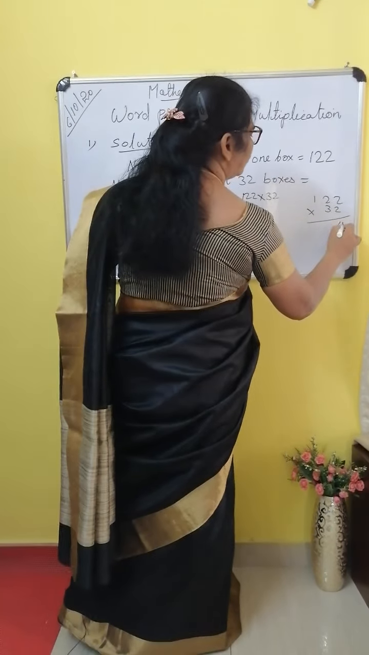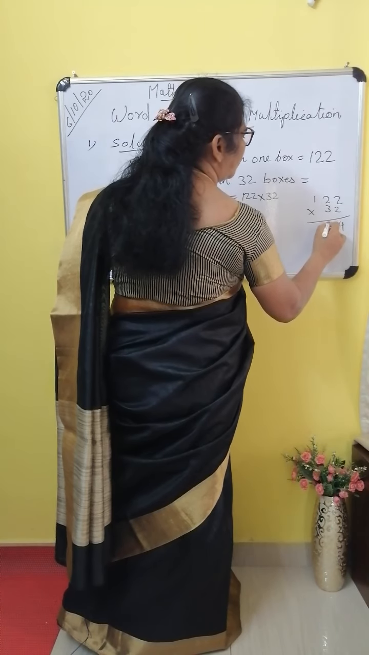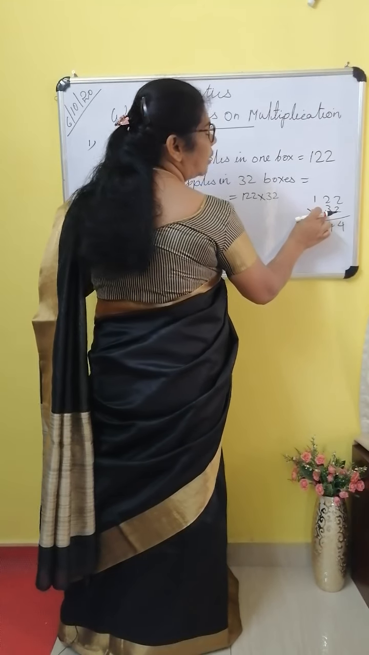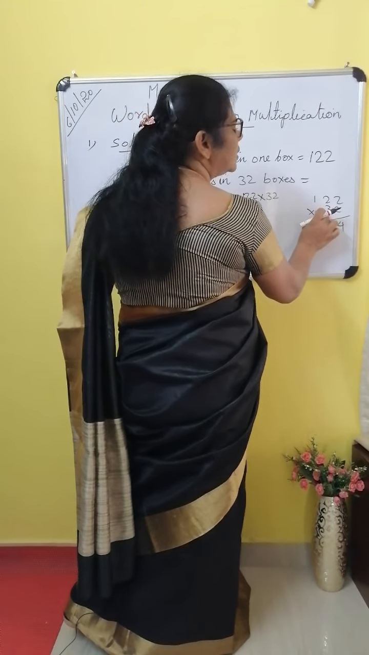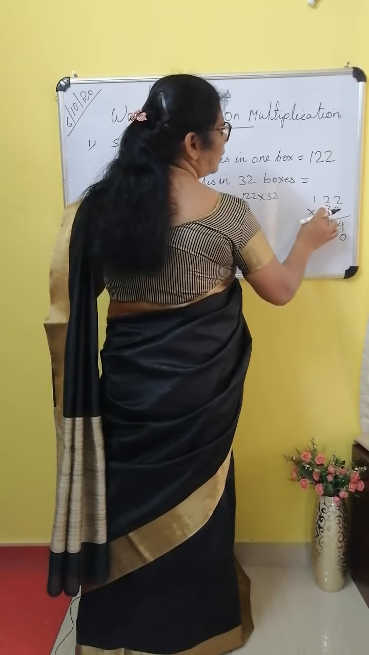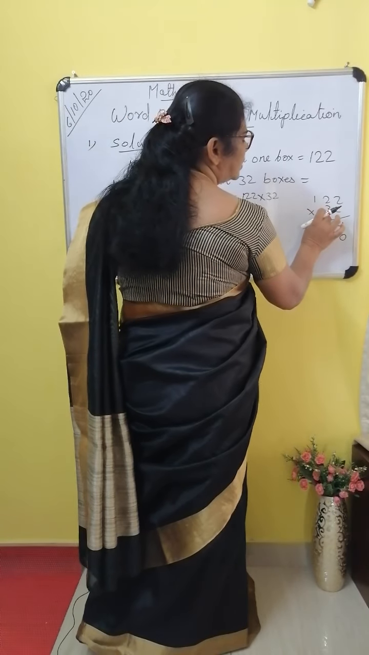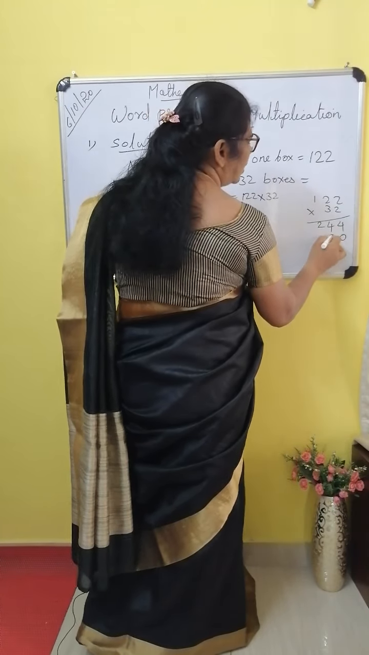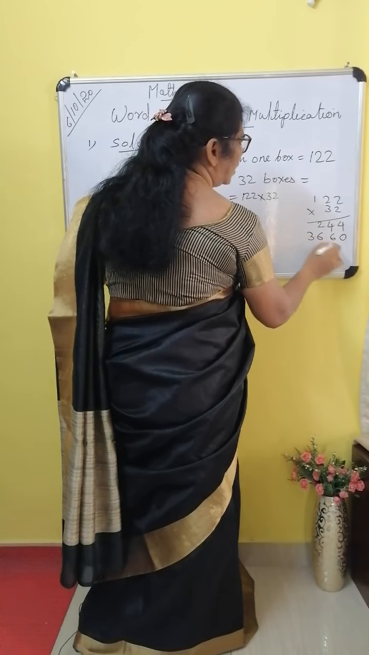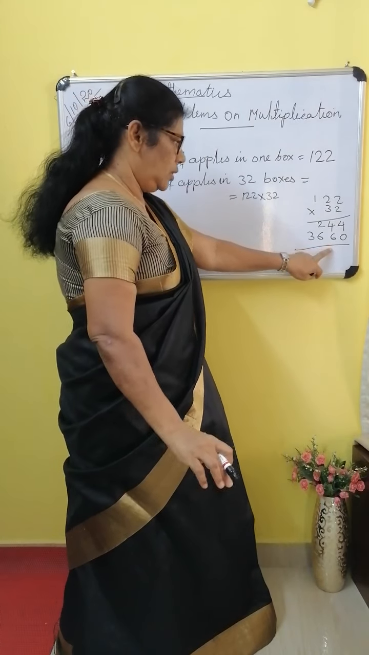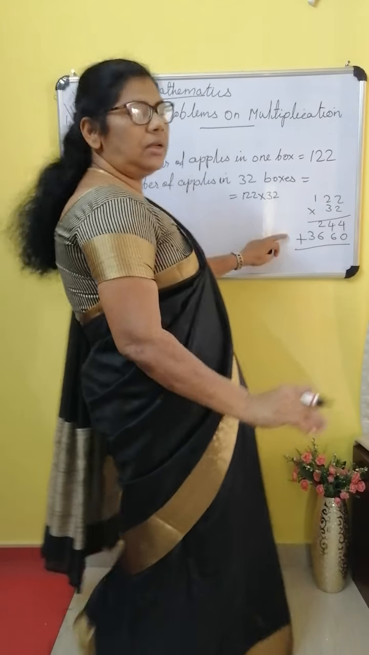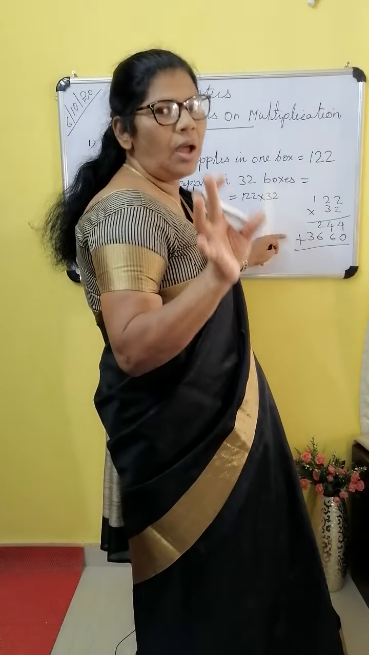2 2s are 4, 2 2s are 4, 2 1s are 2. Next, we are multiplying by the tens place. 3 means 30, so you have to put 0 in the ones place. Then, we are multiplying the tens place. 3 2s are 6, 3 2s are again 6, 3 1s are 3. Keep the position always. Don't change the position. Otherwise, if you are not writing according to the place value, you are not getting the answer correctly.